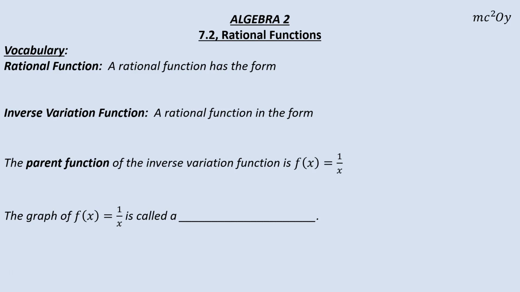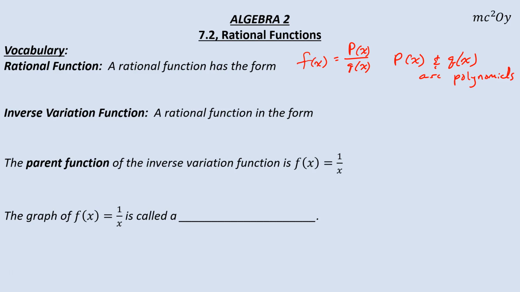But a rational function has the form f of x equals p of x over q of x, where p of x and q of x are polynomials. So you could have something like x squared plus 2 over 4x squared minus 3x minus 4, or you could have 1 over x. So just some vocab there.